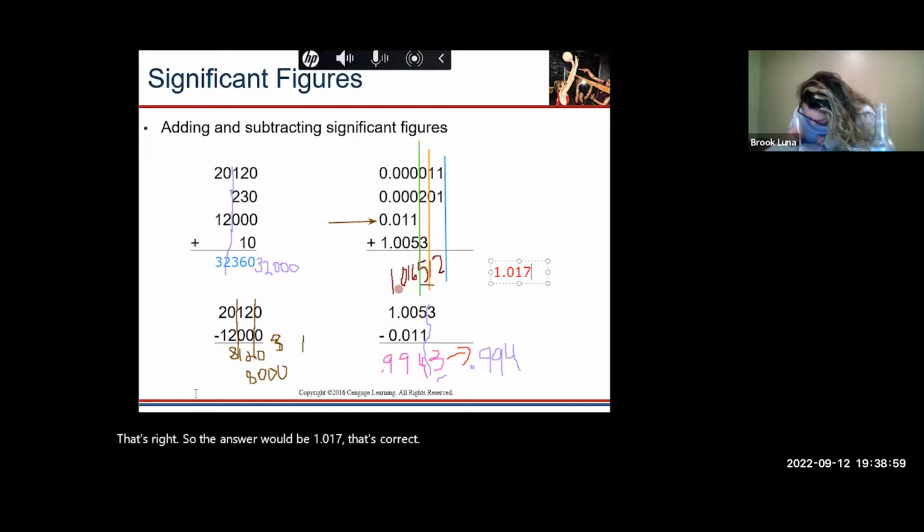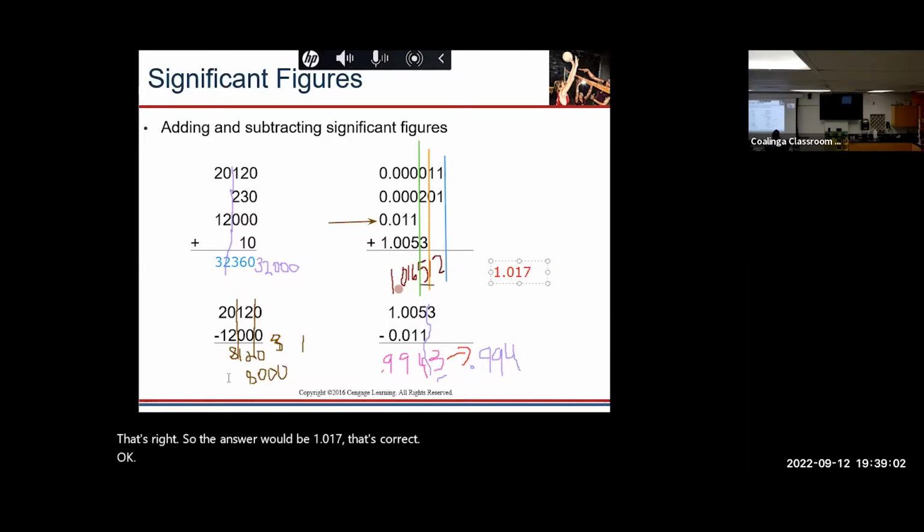Okay. And let's see. The person that did the one at the bottom, that is correct. The answer would be the 8,000.